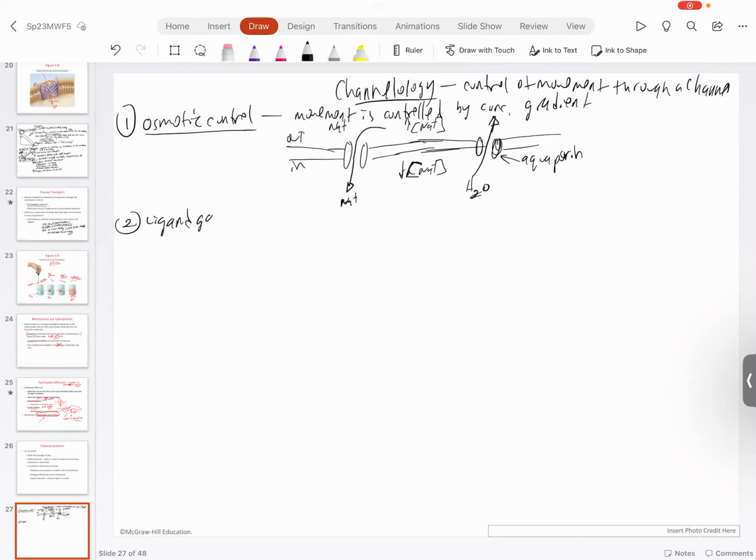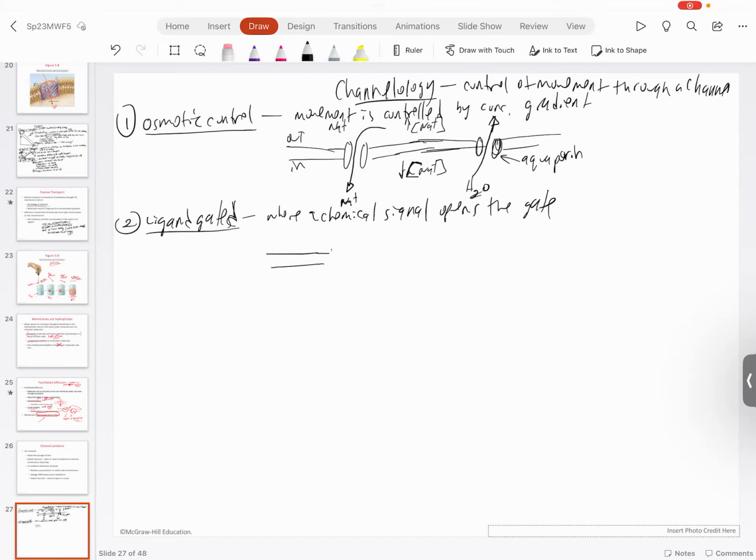The next three are three different types of what's called gated systems. The first of the gated systems is what's called a ligand-gated system. The ligand-gated system is where a chemical signal opens the gate. So let's take a look at it here.